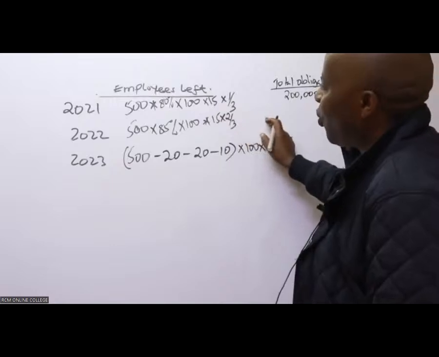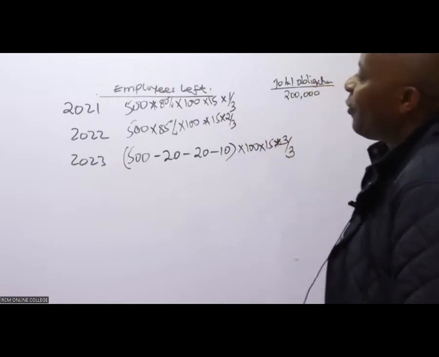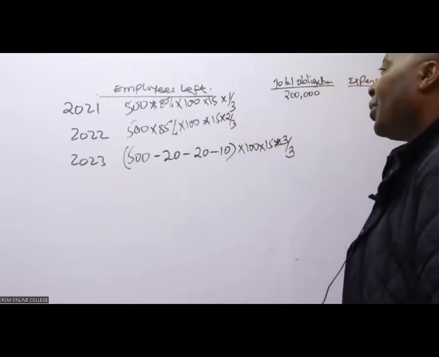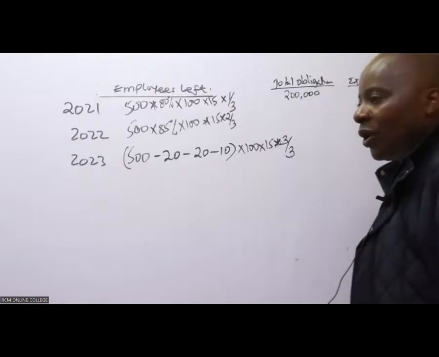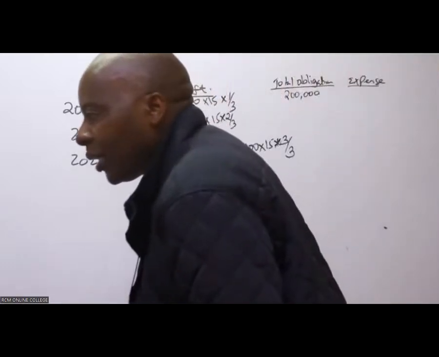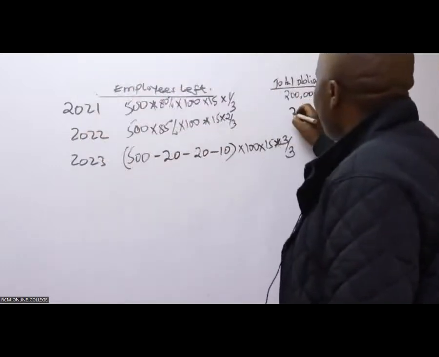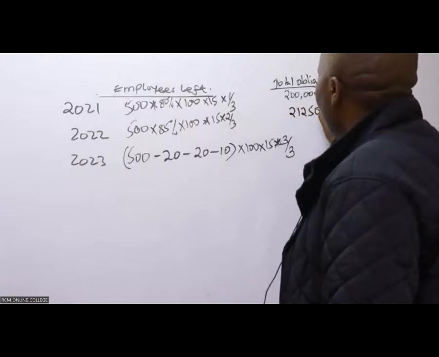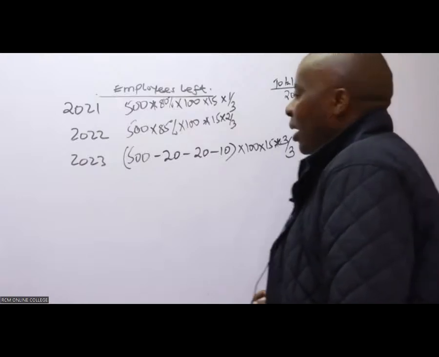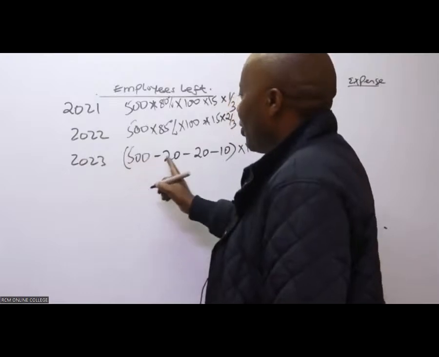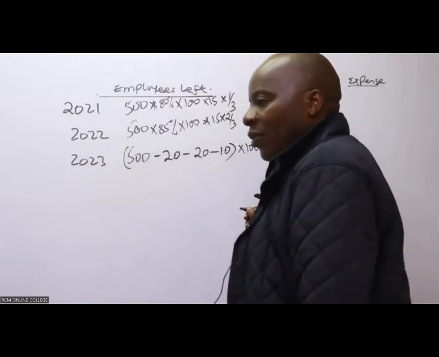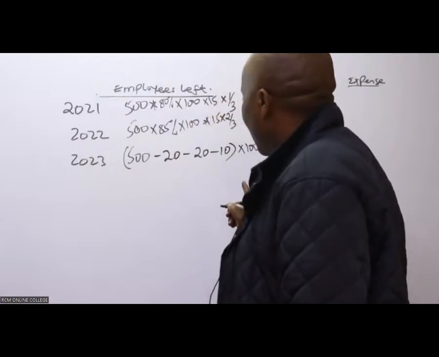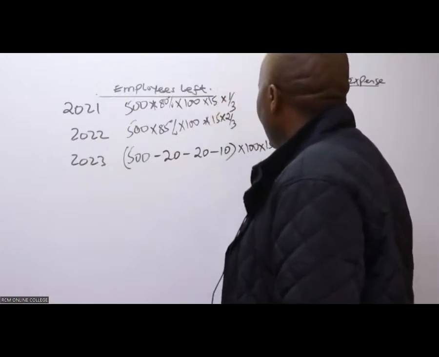How about the second one? 500 times 0.85 times 100 times 15 times 2 over 3. The second one, according to Samson, is 212,500. How about the last one now? Open your brackets nicely: 500 minus 20 minus 20 minus 10, you close, times 100 times 15 times 3 over 3.